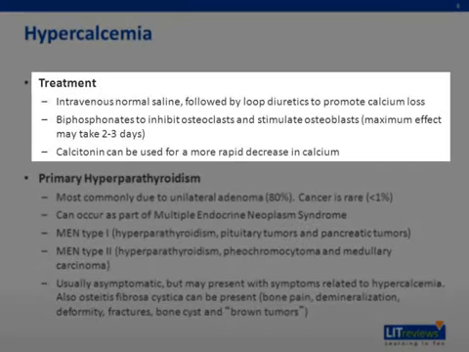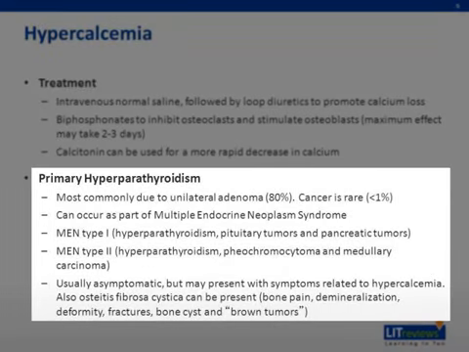Treatment of hypercalcemia. Severe, life-threatening hypercalcemia is treated first with aggressive fluid replacement using normal saline. This is usually followed by the use of a loop diuretic such as furosemide, which promotes calcium loss from the body. Bisphosphonates such as alendronate, zoledronate, and pamidronate all inhibit osteoclasts and stimulate osteoblasts. However, the maximum effect of bisphosphonates takes 2 to 3 days. Calcitonin can be used for a more rapid decrease in calcium level. Calcitonin works by inhibiting osteoclast activity.